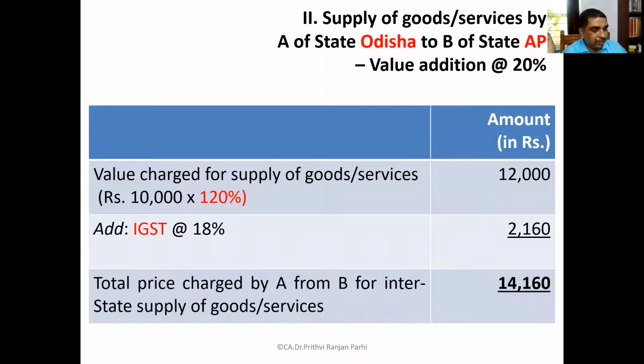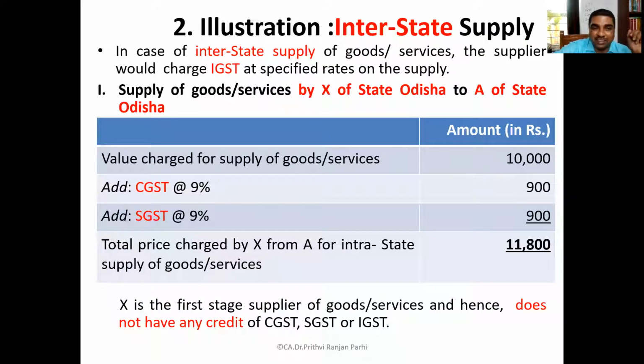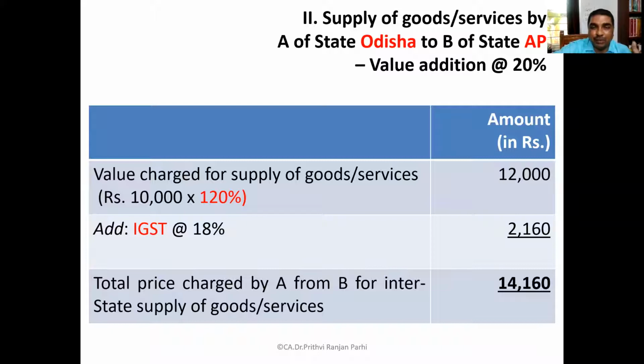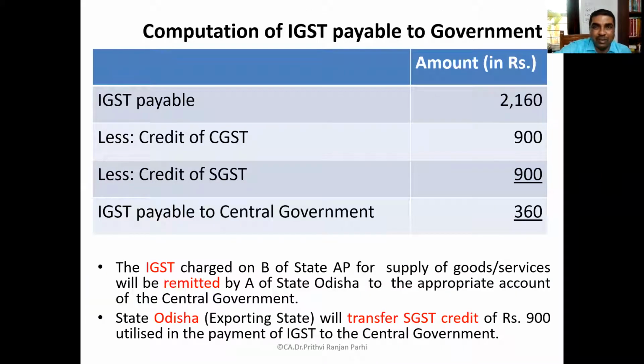Now this IGST will be deposited. Who will be depositing this IGST? B or A? Yes, sir. A will be depositing because A is selling. A will be depositing that money. But how will A be depositing? 2,160 is his liability. But you know, he is already having input tax credit. Input tax credit, how much? Now, if you look at here, input tax credit is having 900 CGST, 900 SGST. We will be utilizing that. We'll see how much tax is payable to the government.